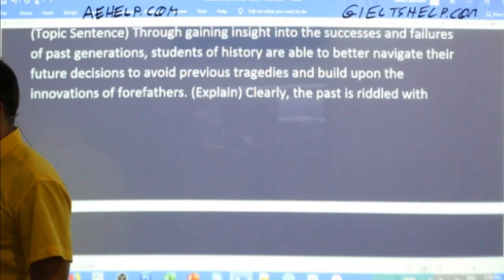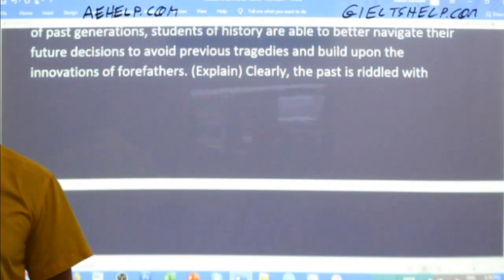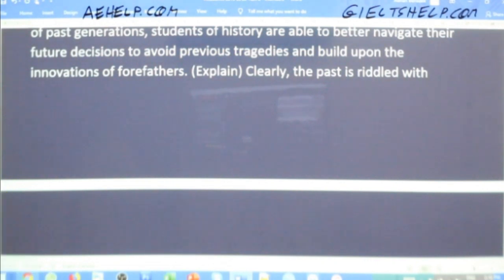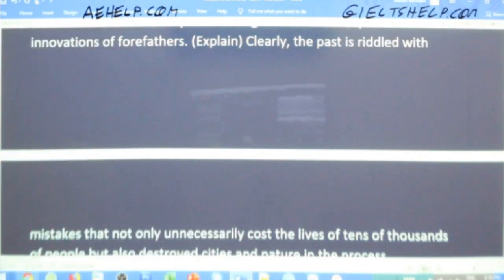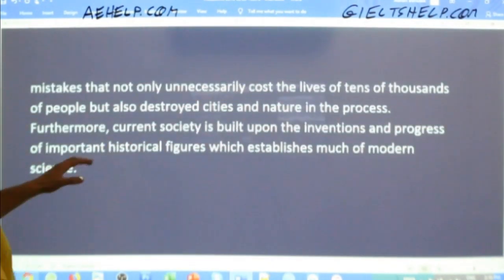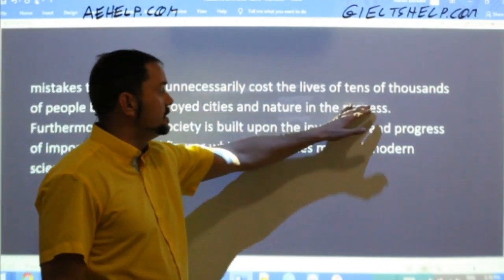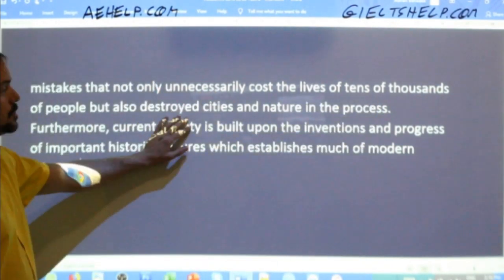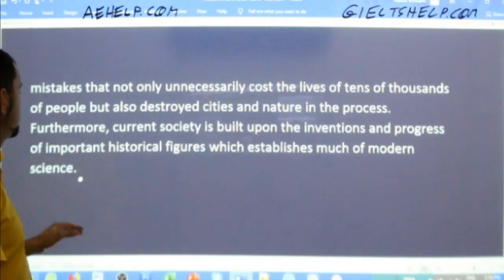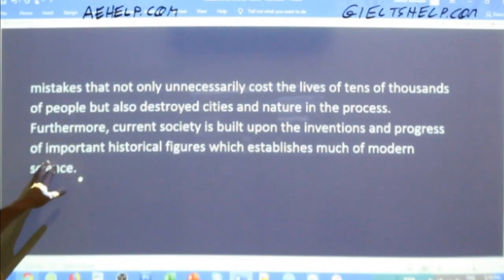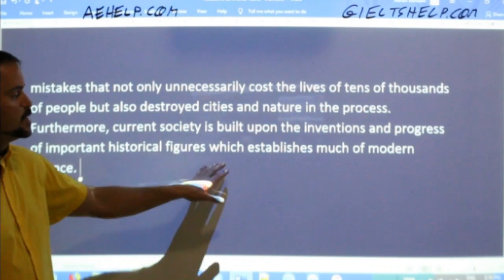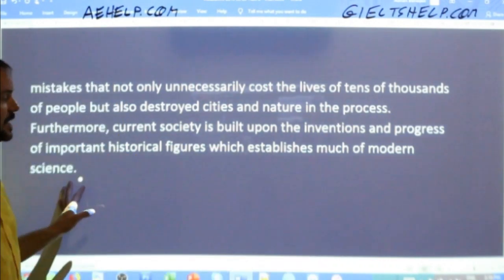And when you have your topic sentences, your explanations, I will read them. So just like Sheng Hung, keep going, students. Don't let me discourage you from writing. The explanation here is clearly the past is riddled with mistakes that not only unnecessarily cost the lives of tens of thousands of people, but also destroyed cities and nature in the process. Furthermore, current society is built upon the inventions and progress of important historical figures, which establishes much of modern science.